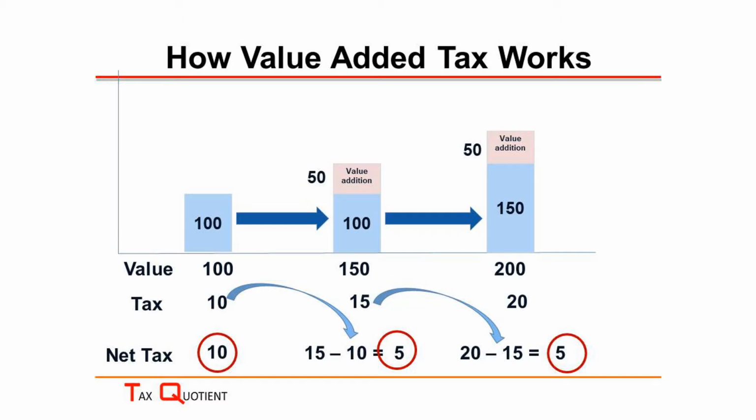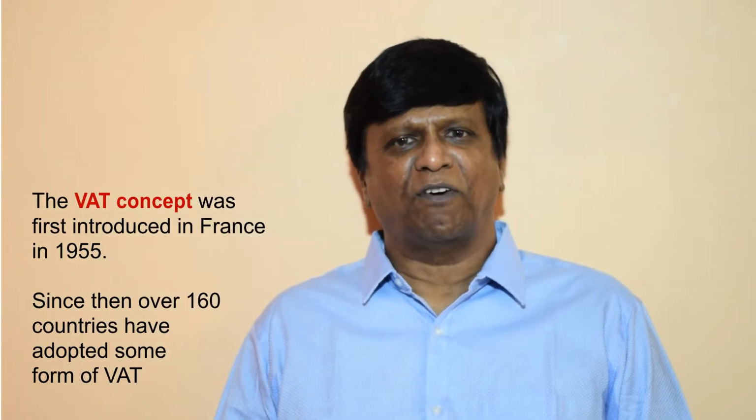So, the overall tax collected is 10 at the first stage, 5 at the second stage and 5 again at the third stage, which totally aggregates to 20. So, this 20 exactly corresponds with the value at the end of the value adding chain, which is 200. This is how the value added tax works. The concept of a multi-stage value added tax originated in 1955 in France, and since then well over 160 countries have adopted some form of VAT.